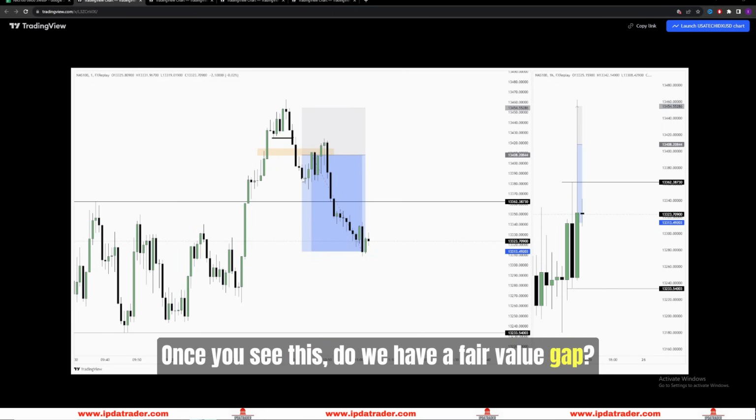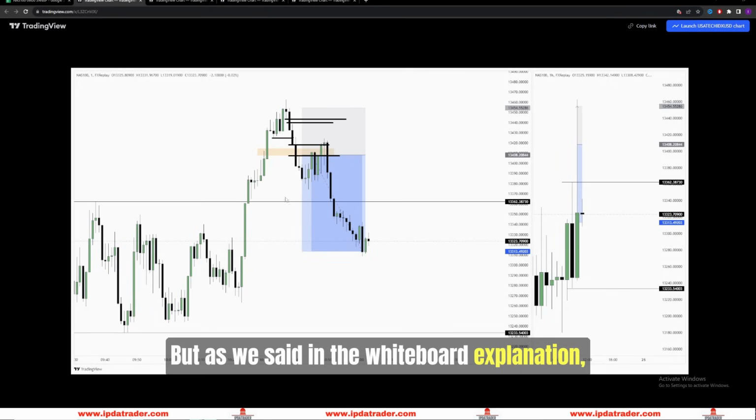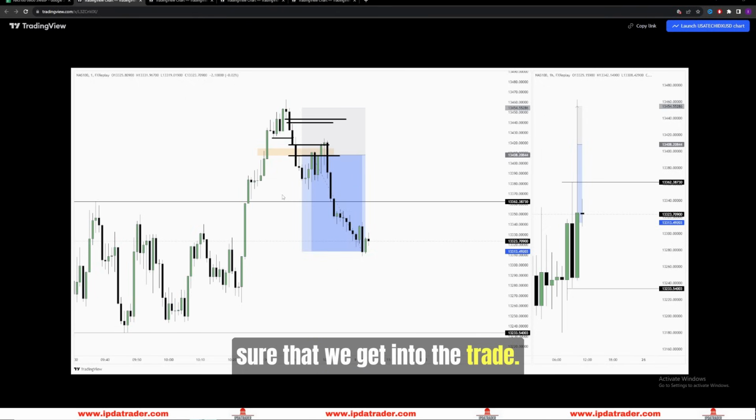Once you see this, do we have a fair value gap? The answer is yes. We have one here and we have one here. But as we said in the whiteboard explanation, we're looking to enter at the closest one that forms, obviously, because we want to make sure that we get into the trade.